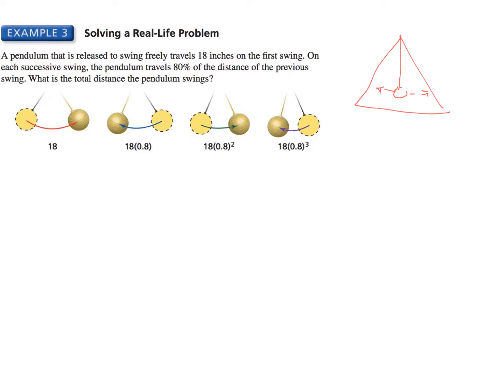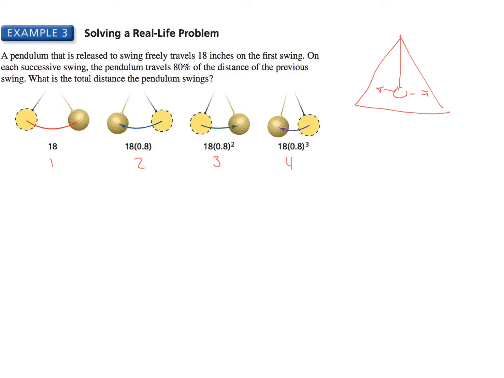With each successive swing, the pendulum travels 80% of the distance of the previous swing. What is the total distance the pendulum swings? So, if you see this, this is kind of like a visual aspect. This is the first, that's the second, that's the third, and that's the fourth. So if you see each time it moves, it goes that direction.